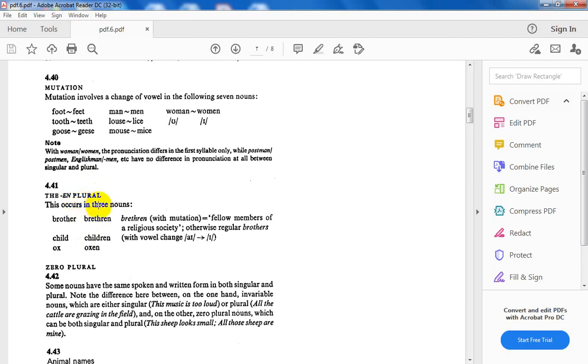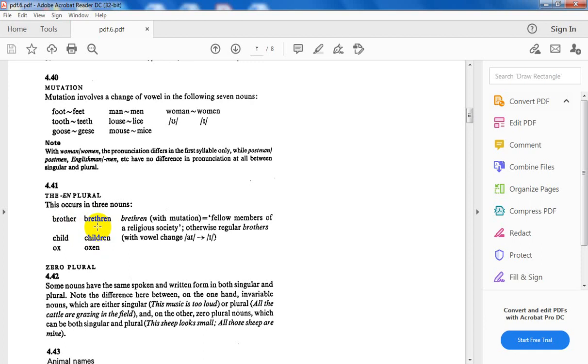What about the en plural? This occurs in three nouns: brother, child, ox. Ox, oxen: the singular form is ox, the plural form is oxen. Child in the singular, children in the plural. Brother, brethren. Here, brother, brothers, with the regular plural. So brothers is the normal one: my brother, your brother, her brother. But brethren is again brothers, but a different kind of brothers.